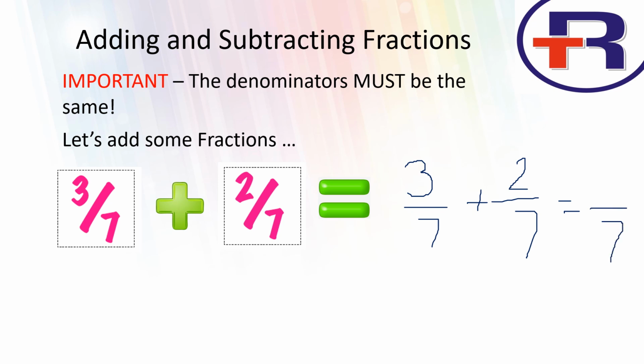Quite simply, all we do then is just add across the top. 3 plus 2 equals 5. So the answer to the question, 5/7. And that was an easy one because the bottom numbers were already the same.